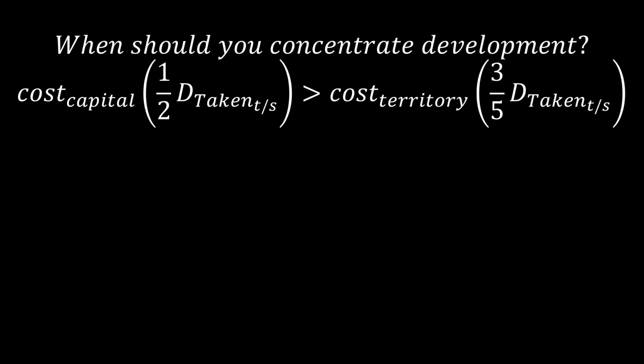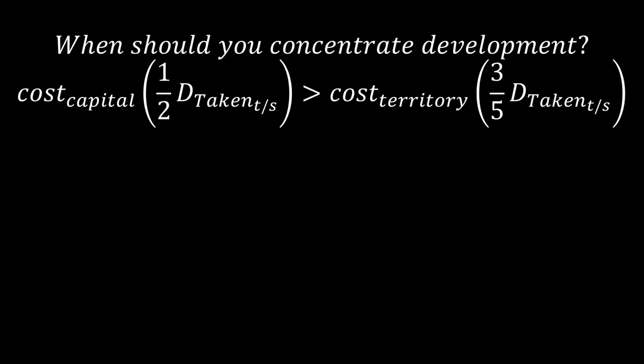So if we look on the left-hand side, we can see that it says cost, and when I say cost, I mean the amount required in monarch points. So on the left side of the equation, we have the amount of monarch points to develop your capital by half of the development taken from the state or province. On the right, it is the same, but we are developing in the donor territory, and it's 3/5, not a half. This is because we have to factor in that 20% of the development is lost.